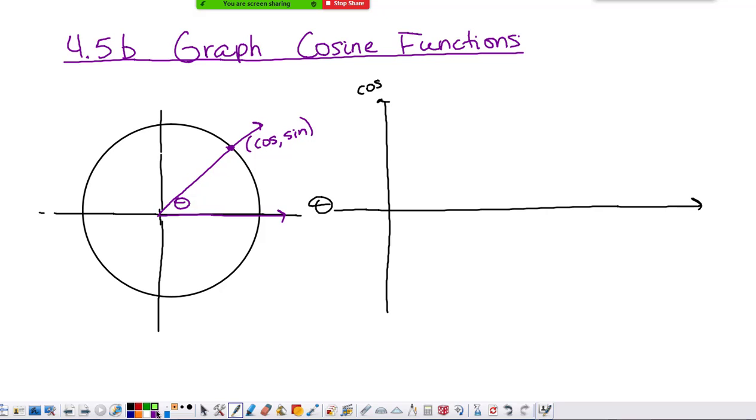So, oops, let me write it up here. Let's do it simple. Well, I guess it doesn't matter. Let's say it's a unit circle. So in a unit circle, what's my radius going to be? Radius equals 1. Right?